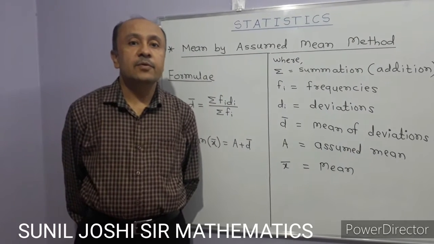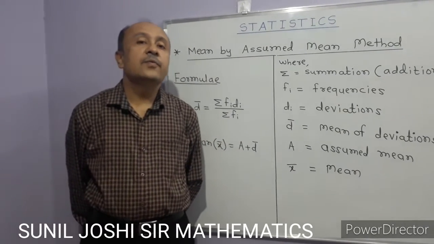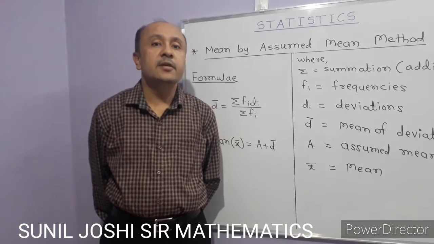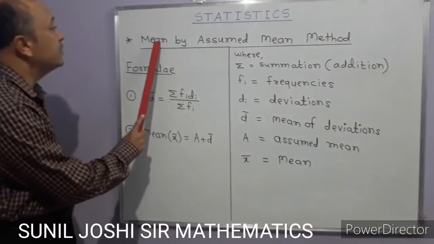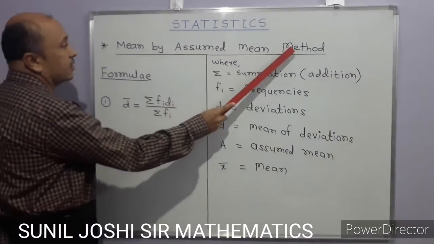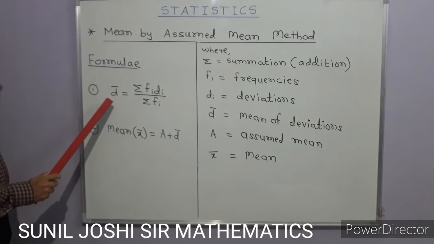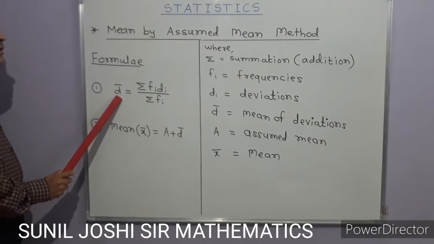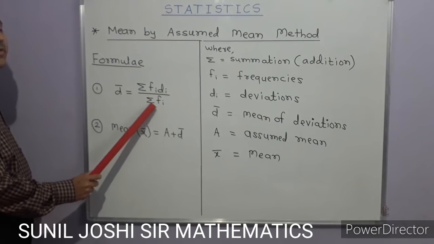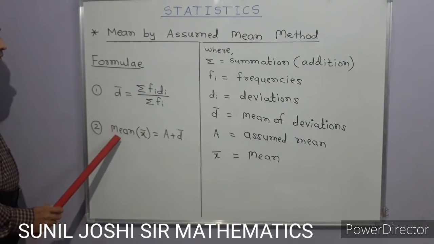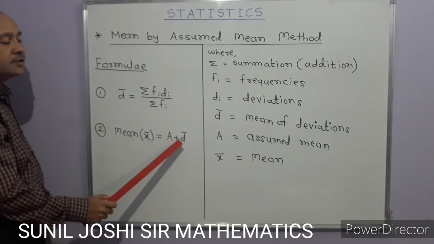In the previous video we have learned how to find the mean by the direct method. Today we are discussing the mean by the assumed mean method. So for that, the formulae are given here. The first formula is d bar equal to sigma fi di divided by sigma fi, and the second formula, for the calculation of the actual mean, is x bar equal to a plus d bar.